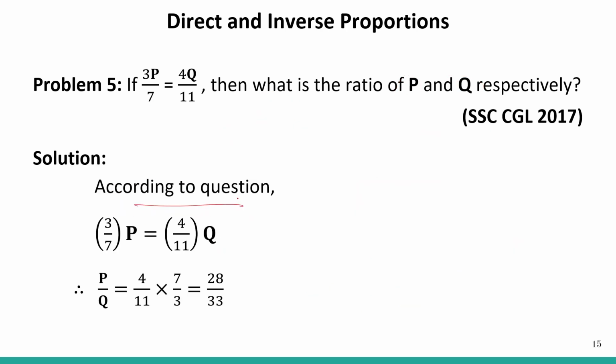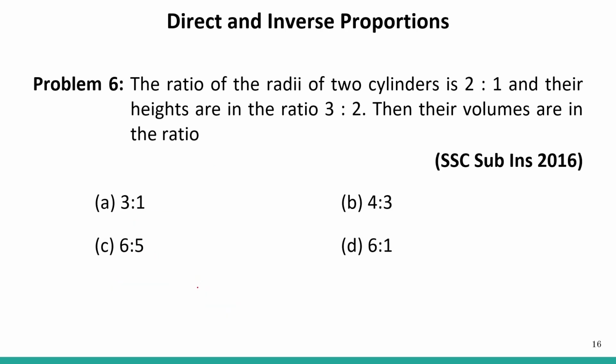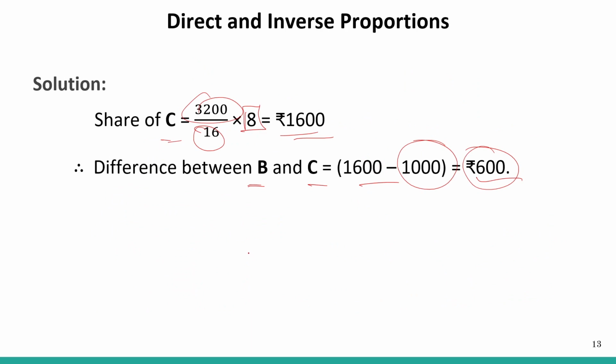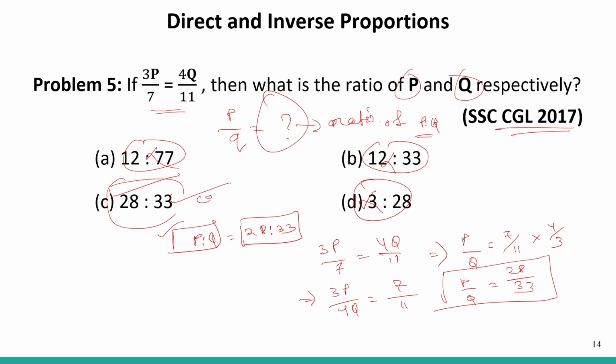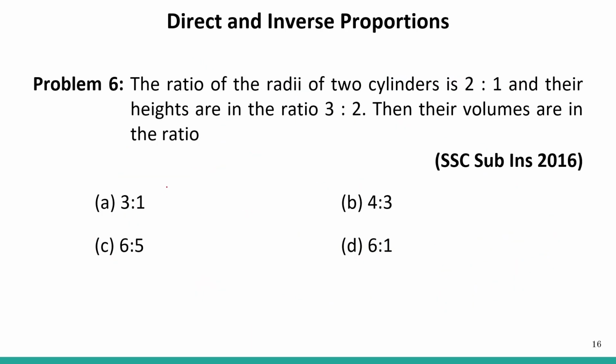Okay, so let's see the step-by-step solution. According to the solution for the question, 3 by 7 P is equal to 4 by 11 Q, right? So P by Q will be 4 by 11 into 7 by 3, the reciprocal of 3 by 7, because it was on the left hand side. By going to the right hand side, it becomes the reciprocal. So this is 28 is to 33. So the answer will be 28 is to 33, as we have seen here. Correct answer. So let's see problem number 6.